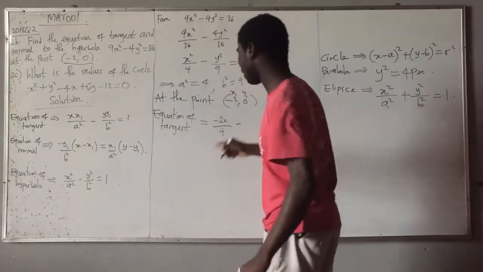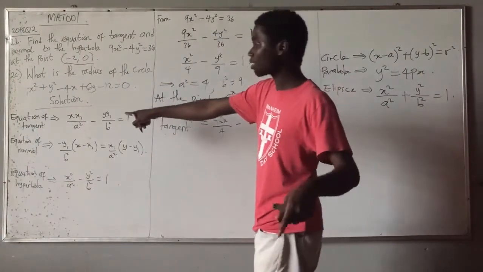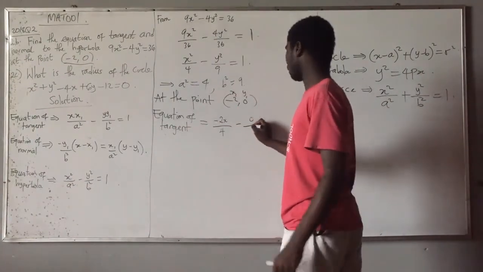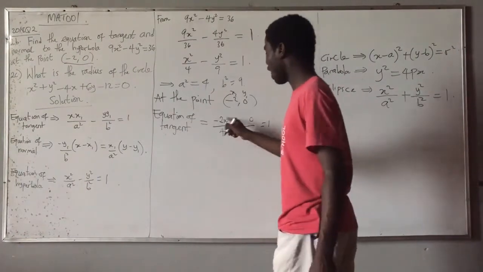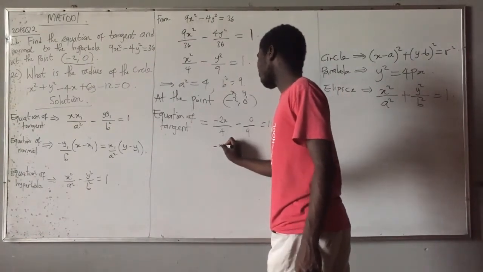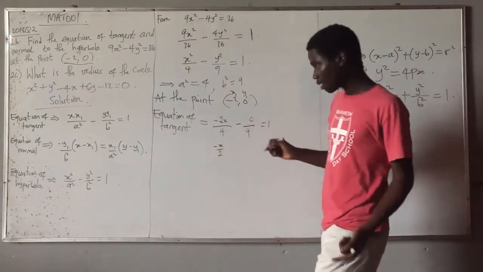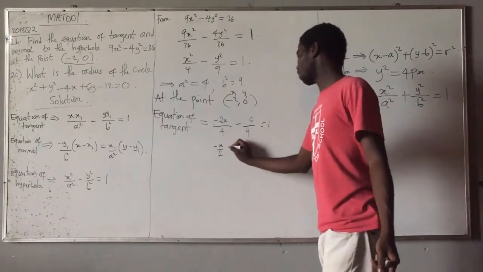Minus yy1. y1 is 0. 0 times y is 0, all over b squared. B squared is 9. Do you understand? It's equal to 1. 0 divided by anything is 0. So I'll be actually left with minus x over 2. Right? This is 0, equal what?